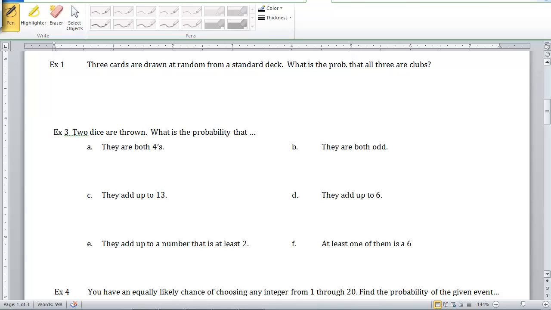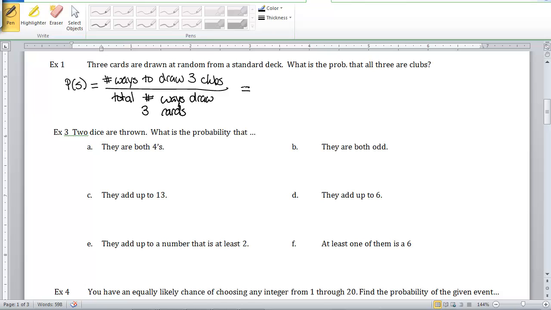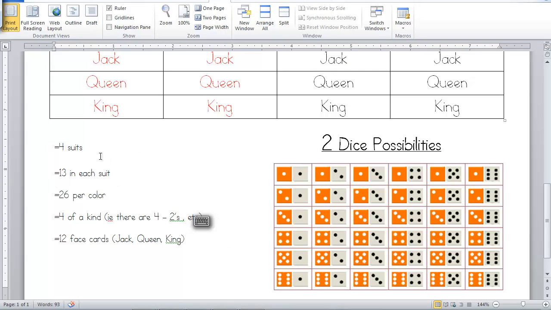Let's say you had 3 cards that were going to be drawn from a deck at random. What's the probability that all 3 cards are clubs? Remember, we need to find the probability of success, so that those cards are clubs, divided by the total number of ways to draw 3 cards. So if I want to know the probability that I'm going to draw 3 clubs, let's refer to our deck of cards chart to see how many clubs there are. I can see that there are going to be 13 cards in each suit.